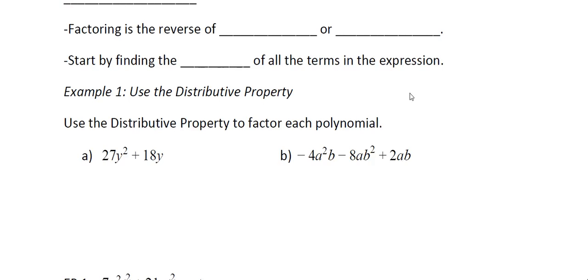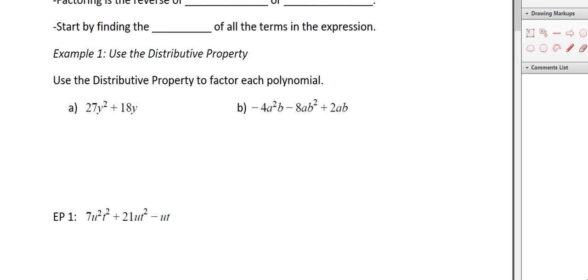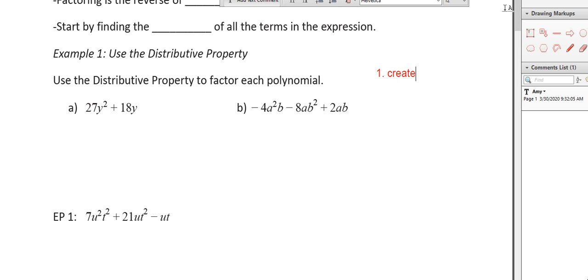For all of these problems, here are our steps. We're going to have to go back and forth a little bit. But first we're going to create the prime factorization for each term, which means you're going to make a factor tree and expand the variables. That's what we're going to do first.